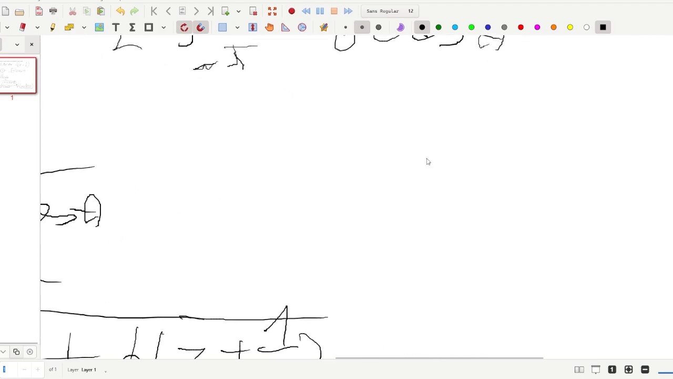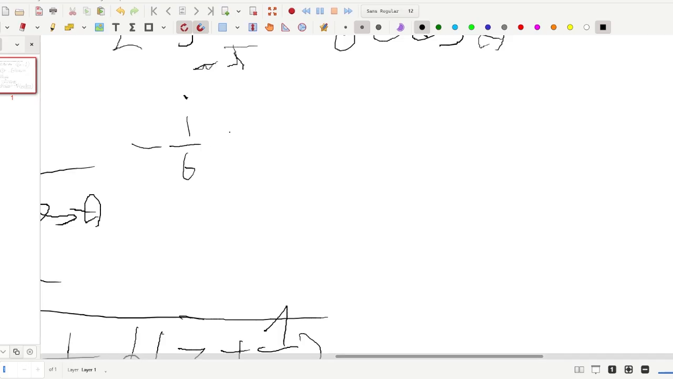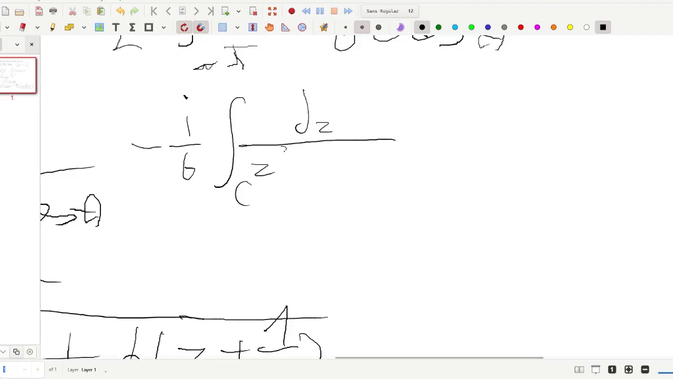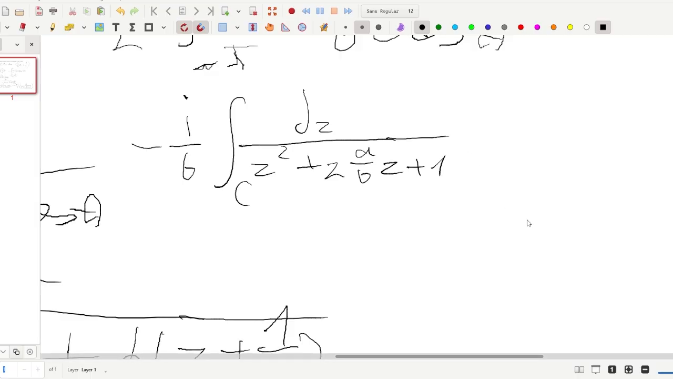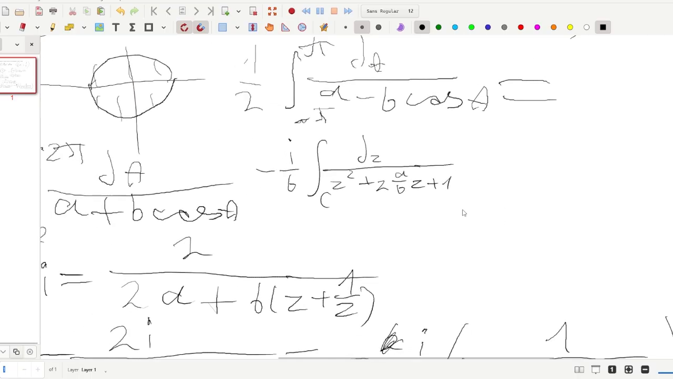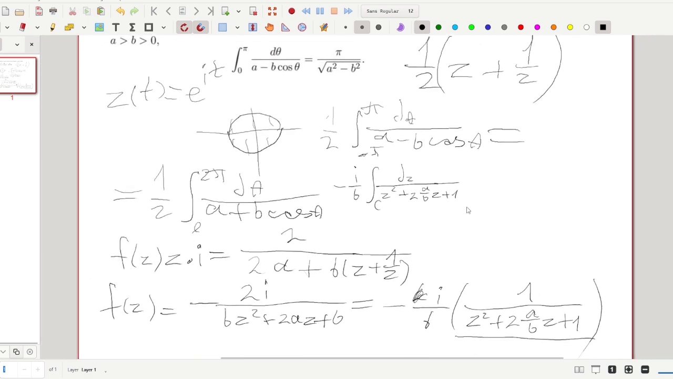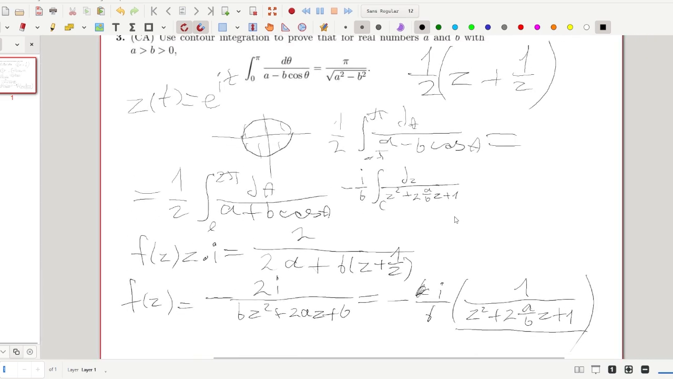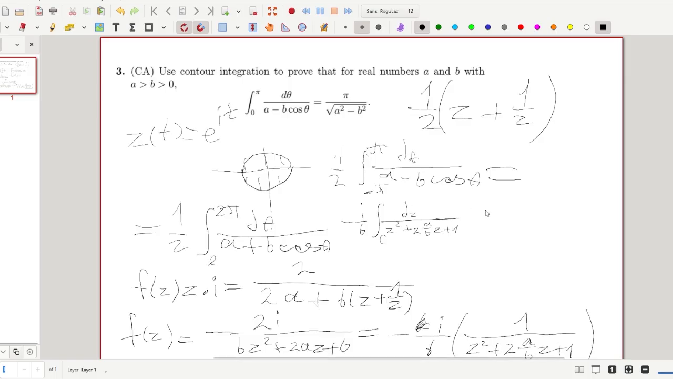So we're just writing it down. It's going to be negative i over b times the integral over the complex circle of dz over z squared plus 2 times a over b times z plus 1. Alright, and that's our next goal, and when we evaluate this integral we can essentially find the original one.